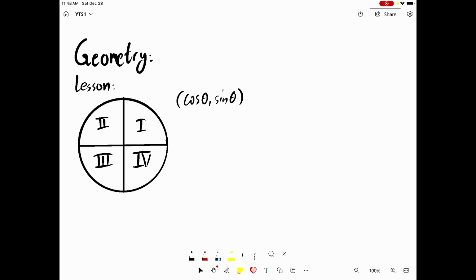Today's lesson is actually quite simple. It's about the unit circle. The unit circle is kind of like a coordinate plane, but it's a little different. It's split up into 4 quadrants. The first quadrant is where the angle, or theta, is from 0 to 90 degrees, or 0 to pi over 2 radians.